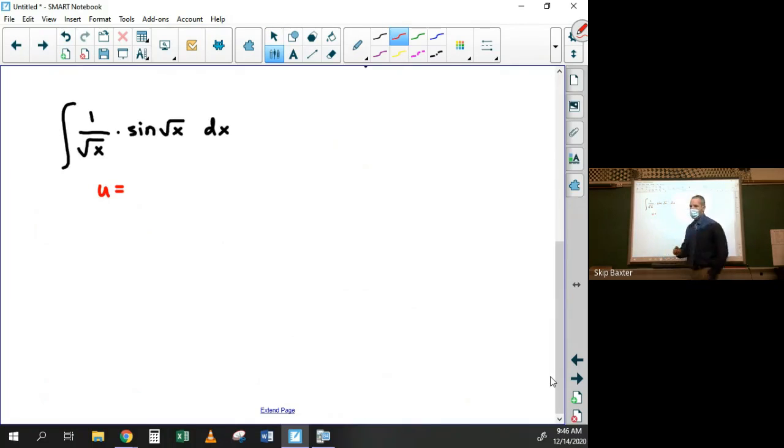Does anyone have a guess? What do you think u might be in this problem? What do you think, Eden? No? Any other guesses? It's just radical x. Is that what you said? Yeah, it's radical x.